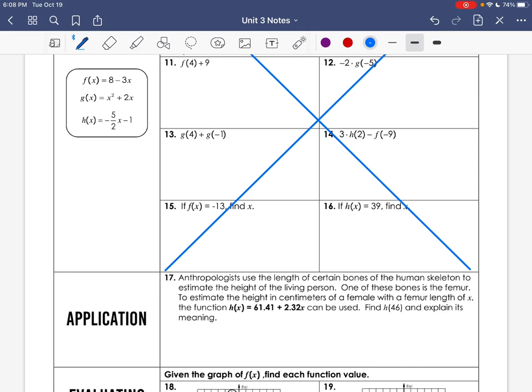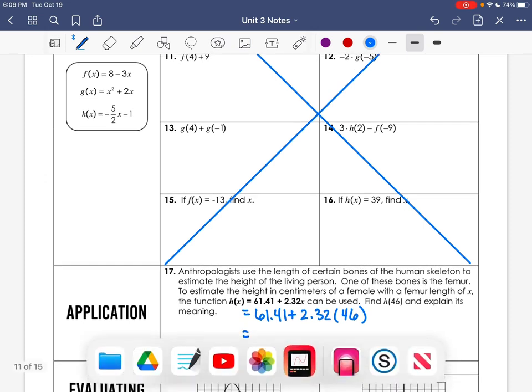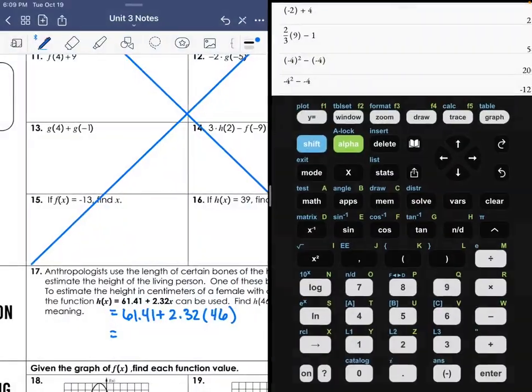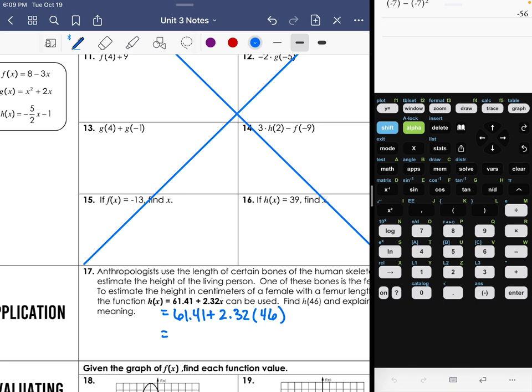So h of 46 means that we're going to do 61.41 plus 2.32 times 46. And now we can put this in our calculator. So I closed that a little too soon. So we're going to do 61.41 plus 2.32 times 46.